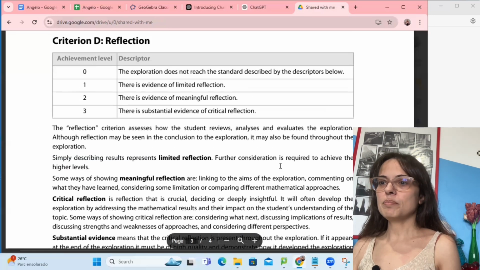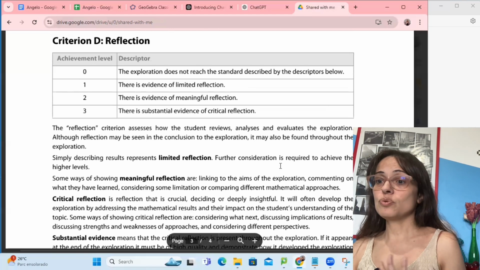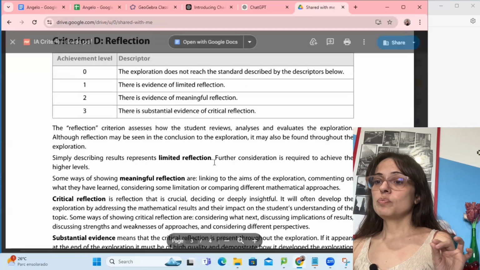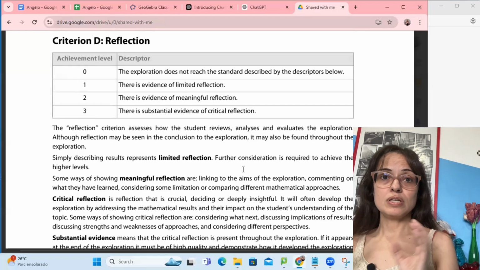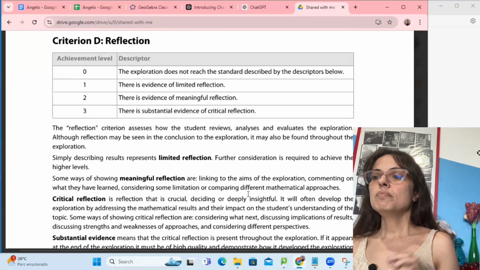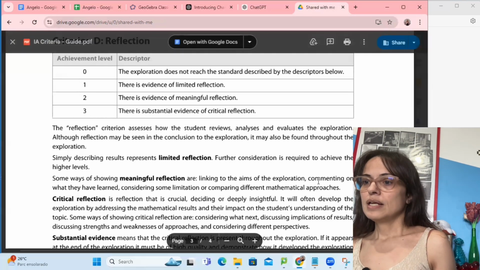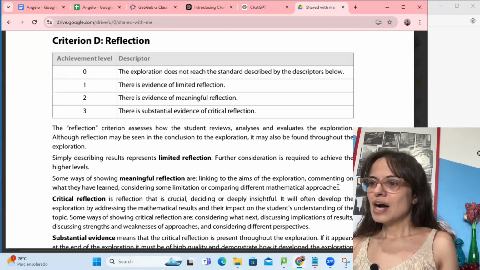Reflection. Limited, meaningful, substantial evidence of critical reflection. I think I'm going to go with 2 as well, but let's see what this means. Simply describing results represents limited reflection. That's the bare minimum. Whenever you see a result, you describe it. Meaningful reflection. Some examples are linking to the aims of the exploration. I think this one is stupid, by the way. If you're not linking everything to the aim, then what are you even doing?